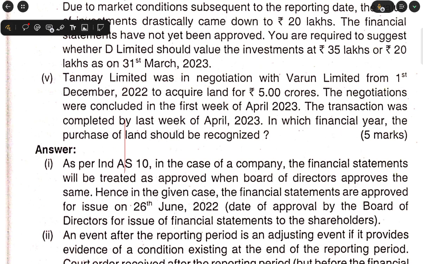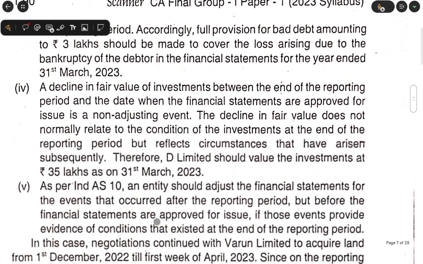You can say the asset has been made ready for sale. It is going to be sold, and our books can say sold. If not, it is not an adjusting event.